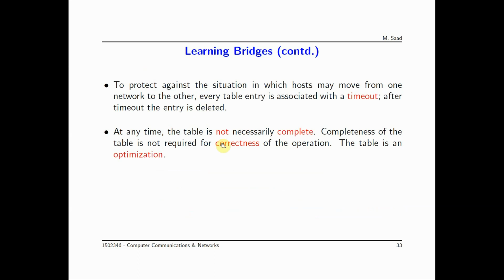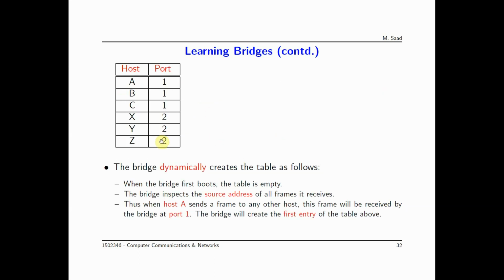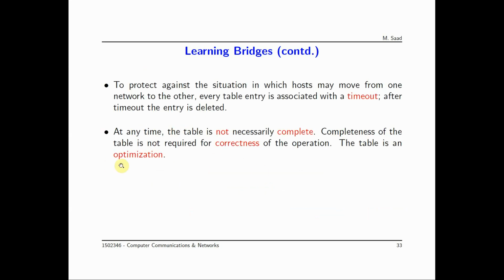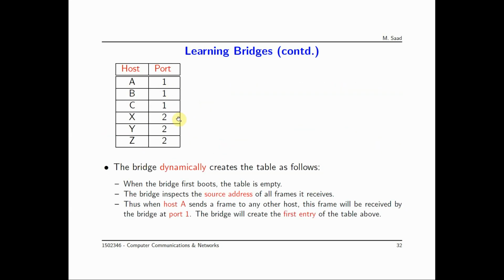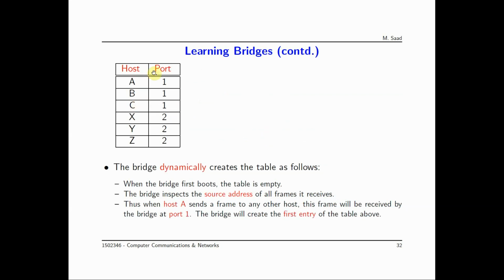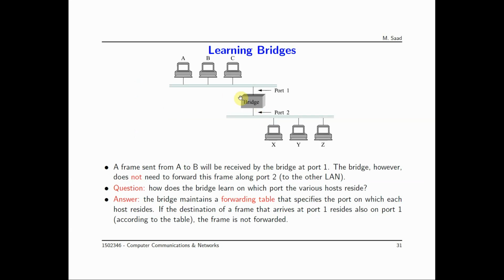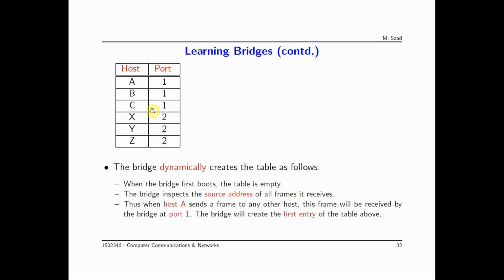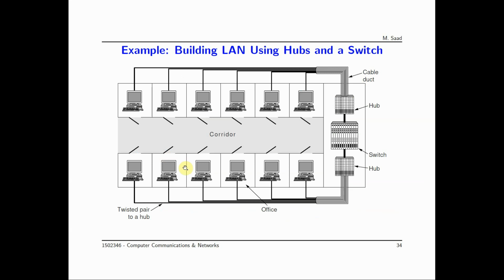That is not a problem. Completeness of the table is only an optimization. It helps the bridge decide forwarding or not. But if the table is empty or incomplete, the bridge forwards always, in any case. So if the bridge cannot find the destination in the table because it's incomplete, it will always forward. In short, the bridge operates as a hub as long as the destination is not found in the table.